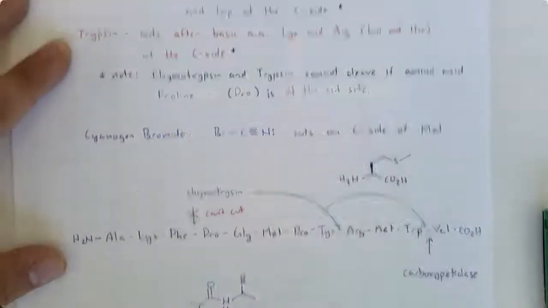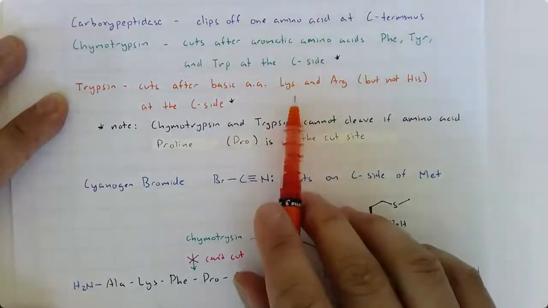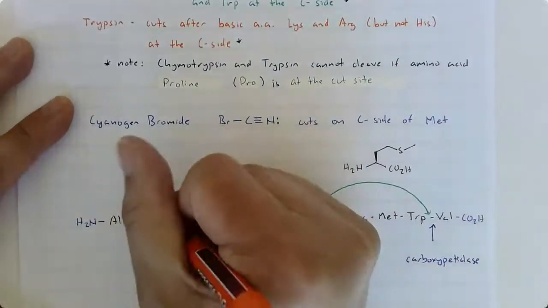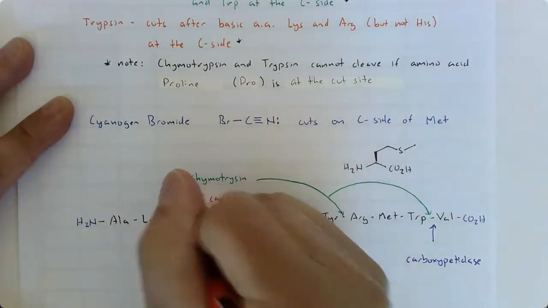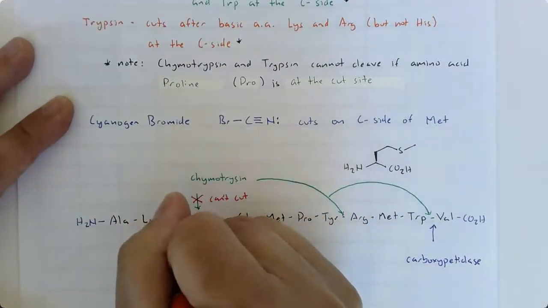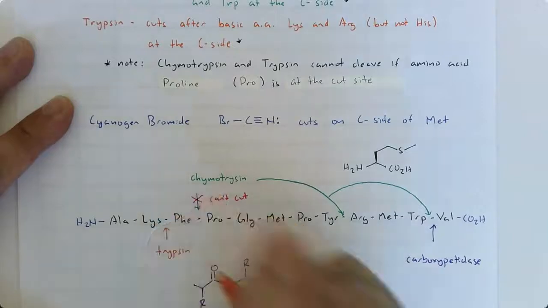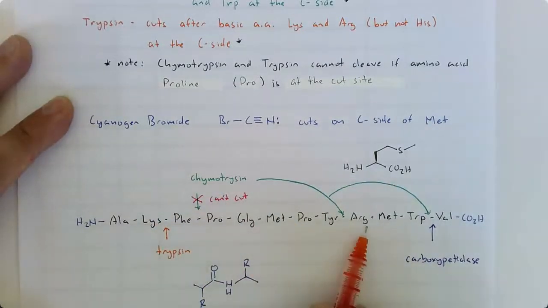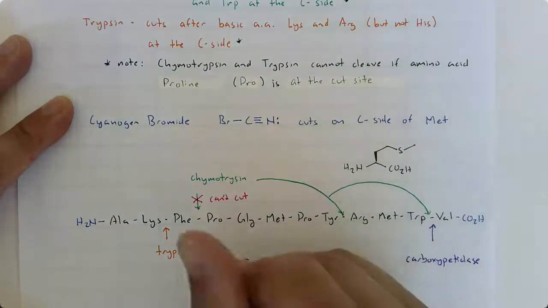Trypsin cuts after basic amino acids, lysine and arginine, but not histidine. So here's trypsin, and lysine, and here's arginine. Okay, these two cuts.